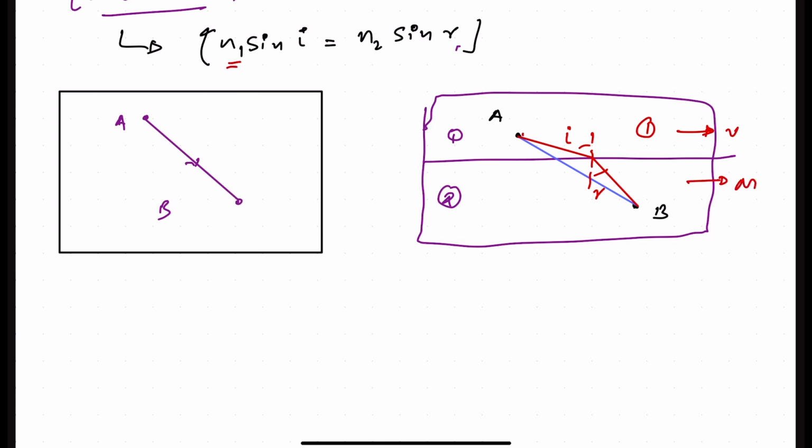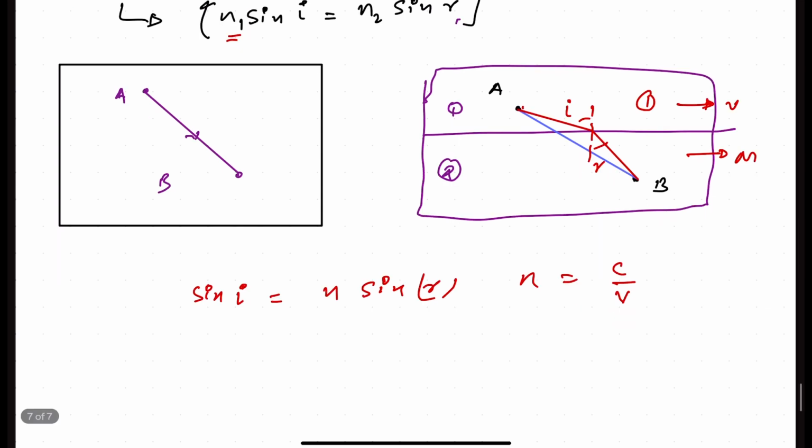So then n1 will be simply 1. So sine i equals n sine r, where n is the refractive index of the medium. And if you know the formula of the refractive index of the medium, what is that? That is the velocity of light in vacuum divided by the velocity of light in the medium. So that is c divided by v.